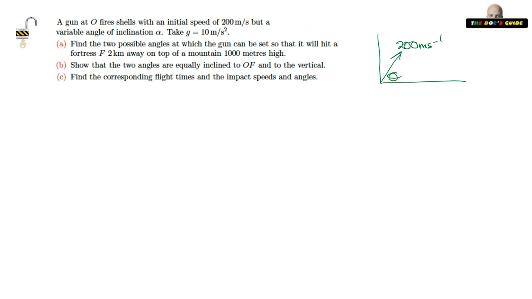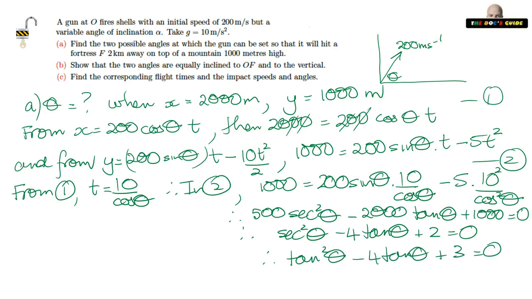So the first part is find two possible angles at which the gun can be set so that it will hit a fortress 2 kilometres away on top of a mountain 1,000 metres high. So we want to know what the values of theta are so that when x equals 2,000, y equals 1,000. So that's going to require us to solve some simultaneous equations because we don't have all the information.